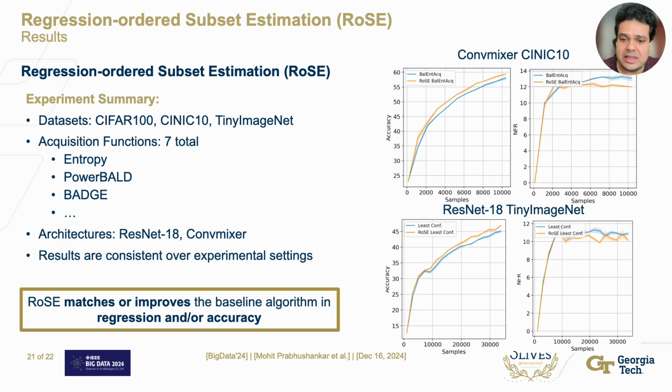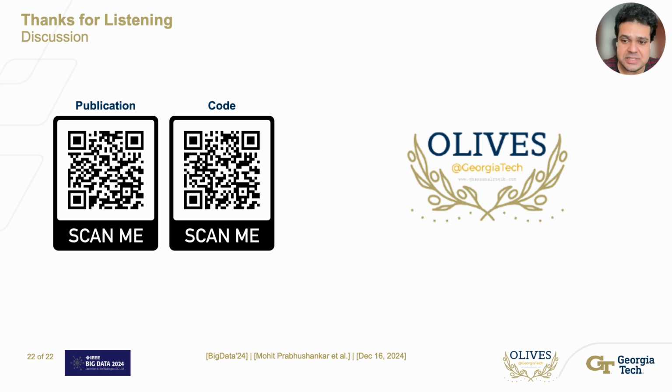There are a lot of results within the paper itself across different datasets, different algorithms, and different architectures. In most of these results, you will see something very similar to what we saw in the first slide when we came to Rose, where our accuracy increases faster than the base method itself, while our negative flip rate is lesser than the base algorithm itself. Ideally, our results showcase the fact that Rose matches or improves the baseline algorithm in regression and accuracy. That brings me to the end of our presentation.